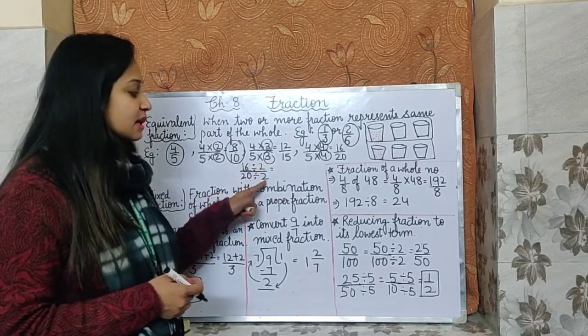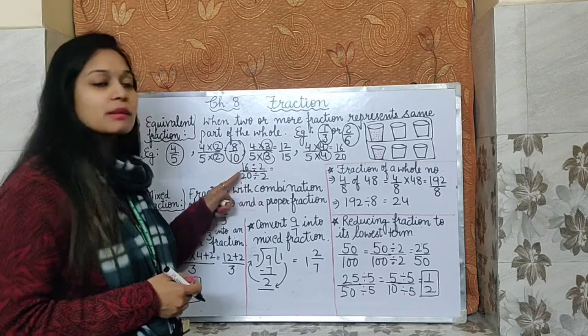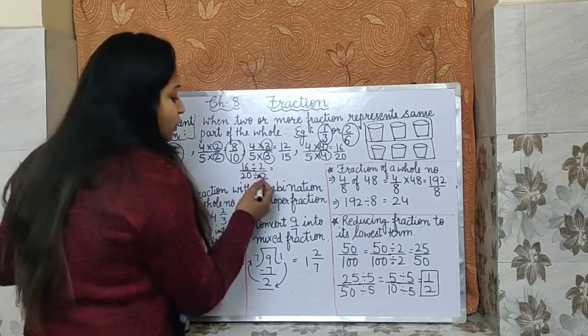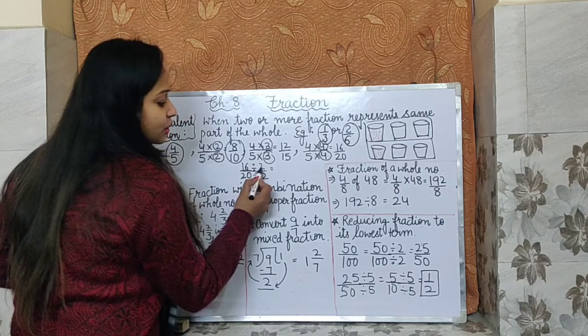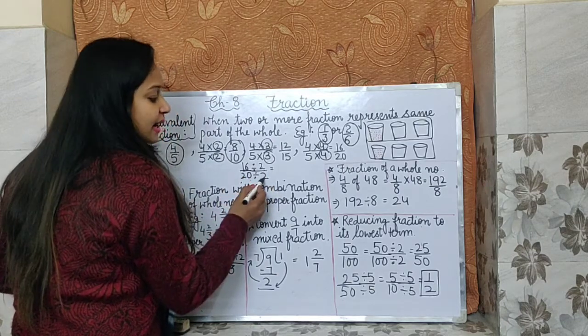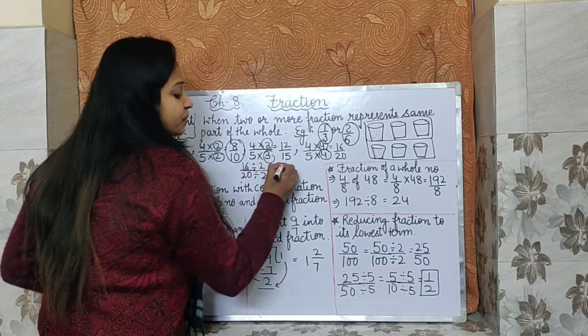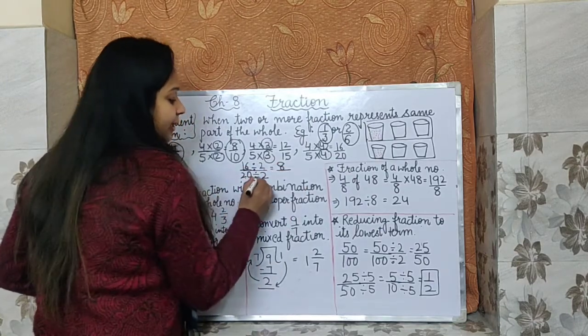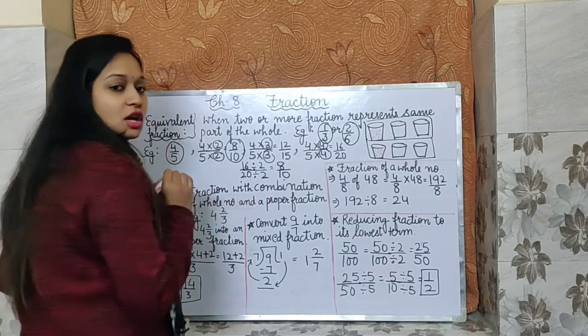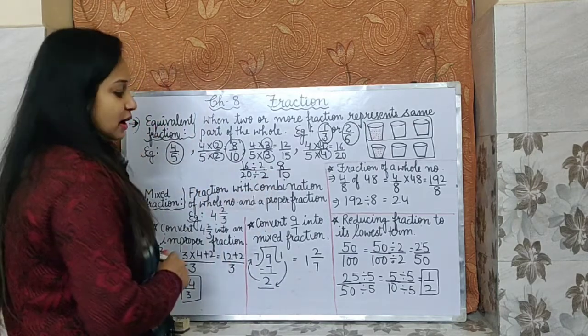Means the number I am dividing with should come in the table of both these numbers. Like I am dividing by 2, so in the 2 table 16 should come and in the 2 table 20 should come. So the equivalent fraction will be 16 divided by 2 is 8 and 20 divided by 2 is 10. So I have found one equivalent fraction of this.